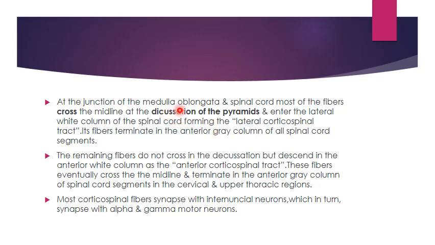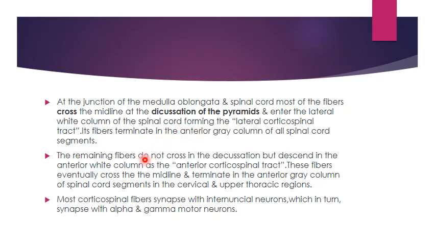At the junction of the medulla oblongata and spinal cord, most of the fibers cross the midline at the decussation of the pyramids and enter the lateral white column of the spinal cord, forming the lateral corticospinal tract. Its fibers terminate in the anterior gray column of all spinal cord segments. It means you can see the lateral corticospinal tract in all the spinal cord segments.